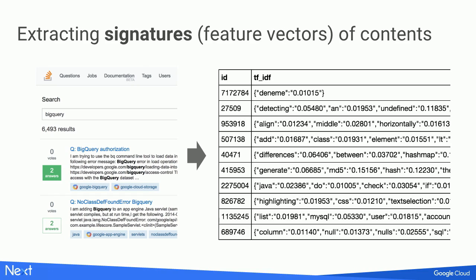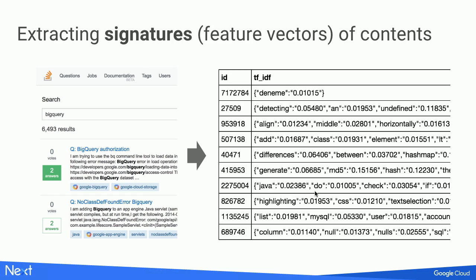So how do you extract the feature vectors? By taking a look at this screen, you can see that the feature vectors actually hold pairs of keywords and scores of keywords. For example, this particular document uses the words add and class and element. This document uses words such as differences between or hash map. So those are all important words.